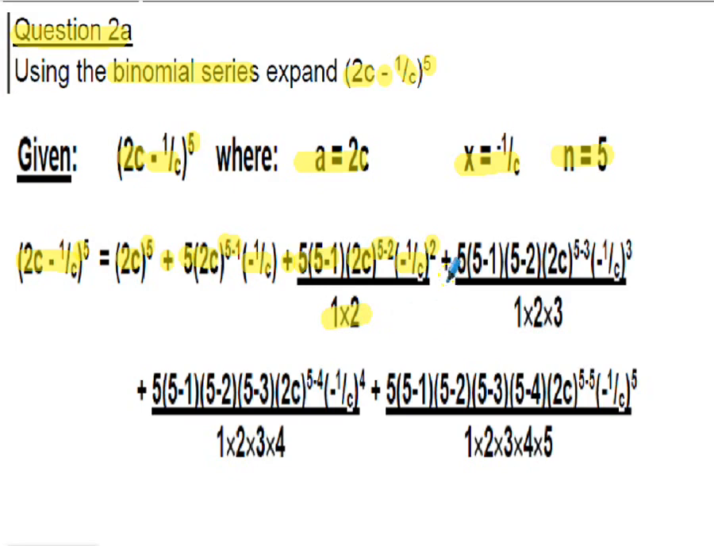Looking at our fourth term, we get plus 5, which is the n, multiplied by n take away 1, 5 take away 1, multiplied by n take away 2, 5 take away 2, multiplied by, in this case, the a, which is 2c to the power of the n take away 3, multiplied by the x, minus 1 upon c to the power of 3, over factorial 3. I'll let you look at the other two terms and see how they are developed. Go back to the original generic equation if you need to find how the terms are formed.